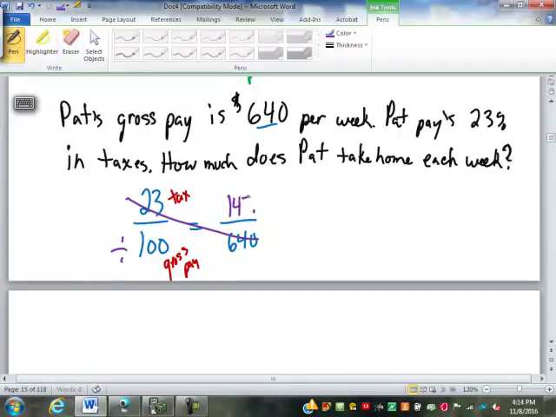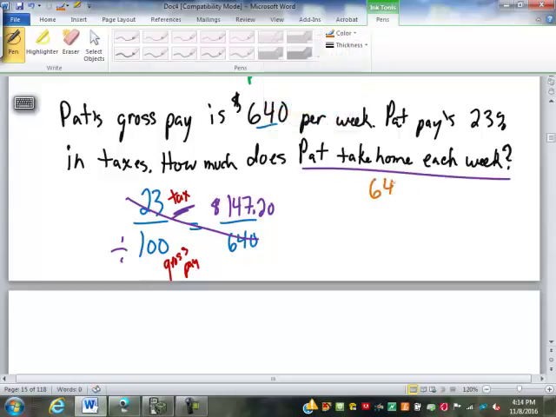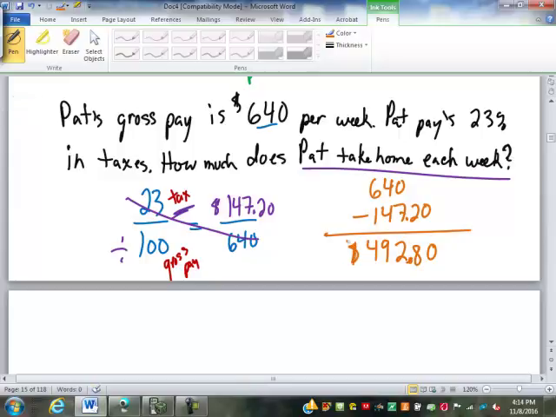No, that is the amount of the taxes. We're not looking for the amount of taxes. We're looking for how much does Pat get to keep after taxes. So we have to subtract. $492.80 looks to be what Pat gets to keep after taxes.